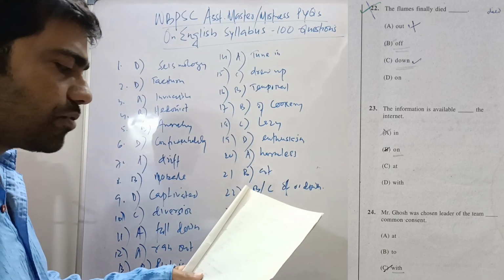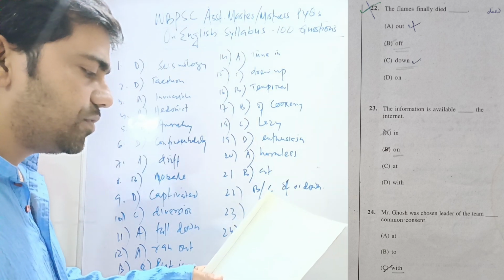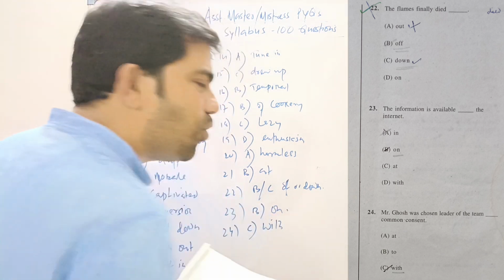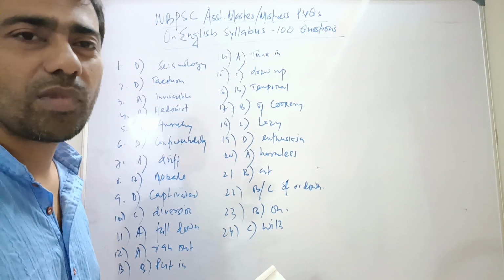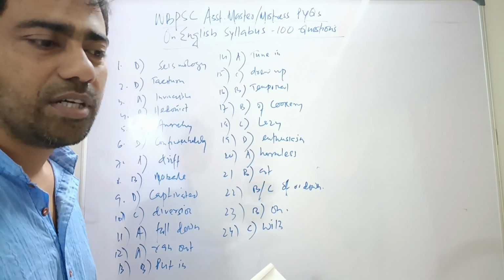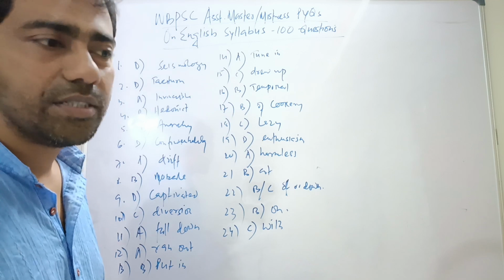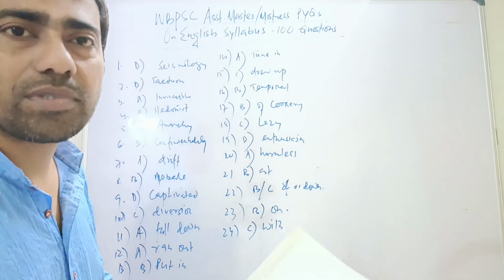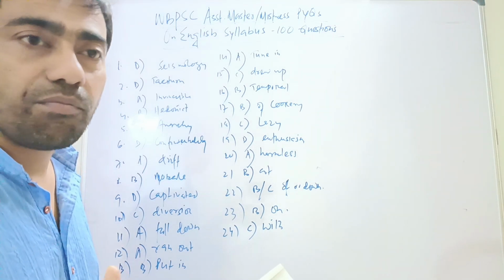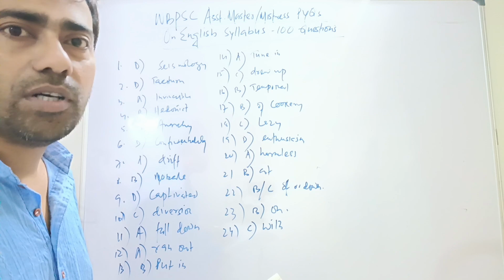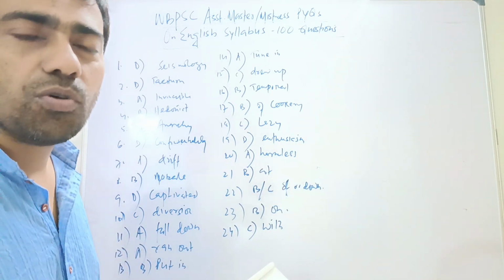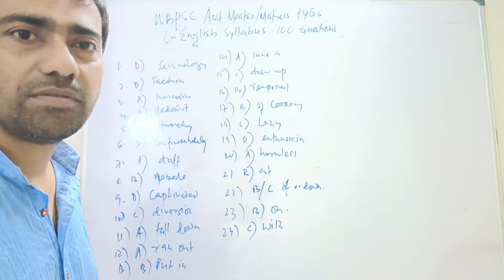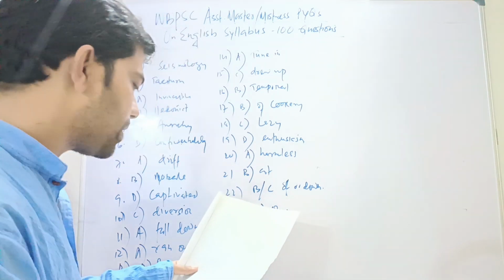Question number 24. Mr. Ghosh was chosen leader of the team with common consent. With. C number. With. So the options are mostly close. You cannot give answers at the time of the exam's favored period, the most important duration of your exam time. The mind would be feverish, and your competitors will be around you. So these close options are the very best ones. All right. Okay. With.